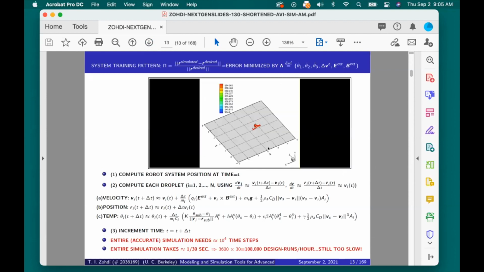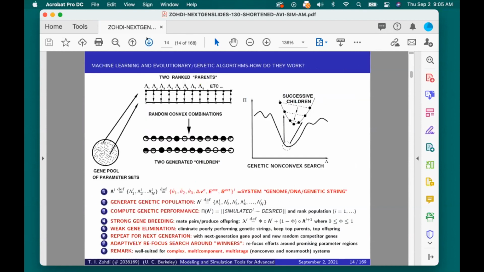In fact, on the laptop that I'm making the presentation from, this entire simulation takes 1/30th of a second. Not one time step, the entire simulation takes 1/30th of a second. So what that means is, if we go backwards and we ask ourselves, how many simulations can we run? We can run roughly 108,000 possible choices of what this robot could have done. Unfortunately, that's still too slow. With these multi-parameter systems, we need on the order of millions of possible tests to saturate the design space to look for the optimal parameter settings for this entire process.